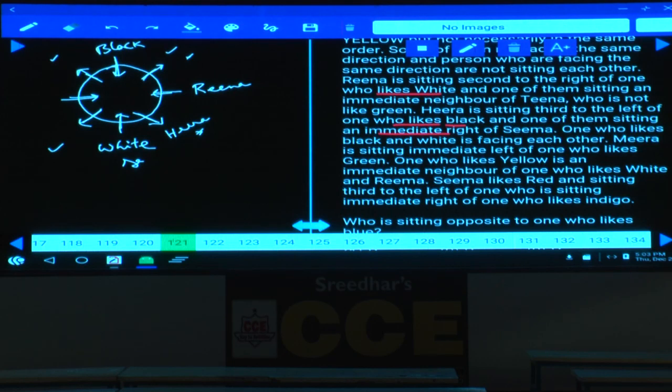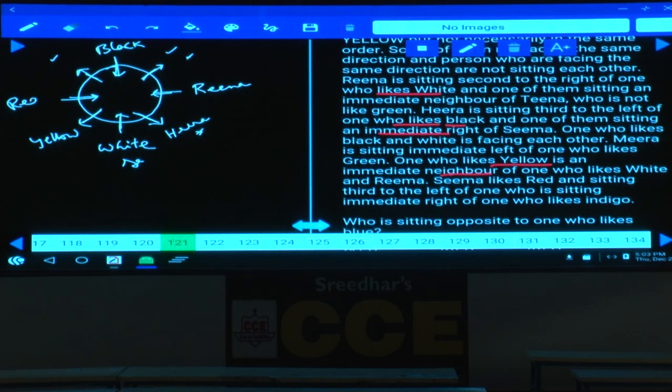Meera is seated to the immediate left of the one who likes green. And one who likes yellow is an immediate neighbor of the one who likes white and Rima. Now sir, one who likes yellow is an immediate neighbor of whom? Now this yellow is an immediate neighbor of the 2 persons. Who are those 2? One who likes yellow is an immediate neighbor of the one who likes white and Rima. White and Rima. Hence where should this Rima be?